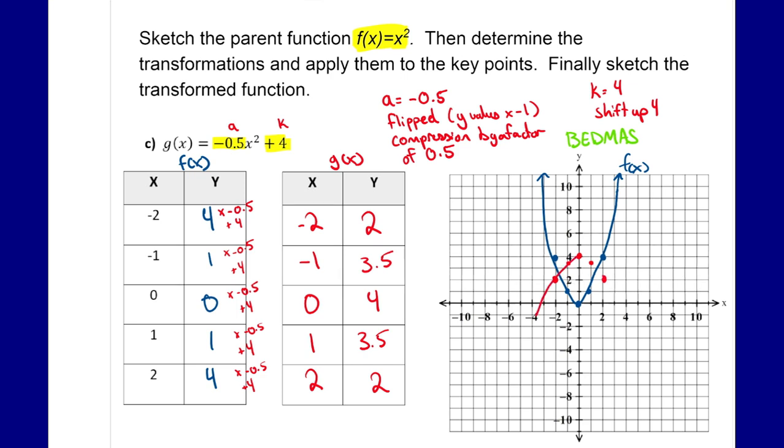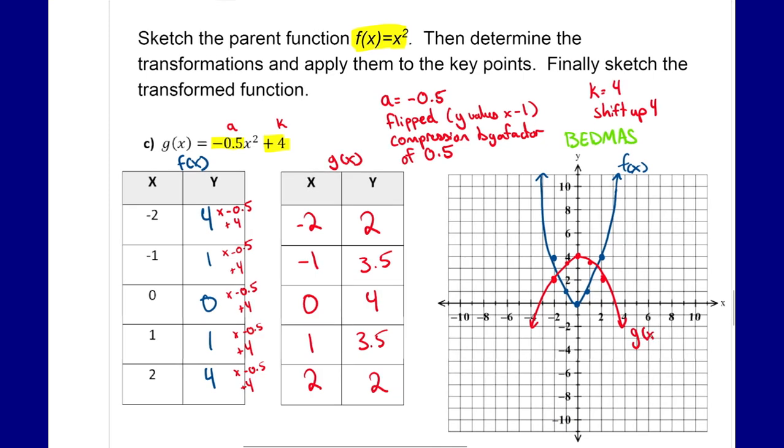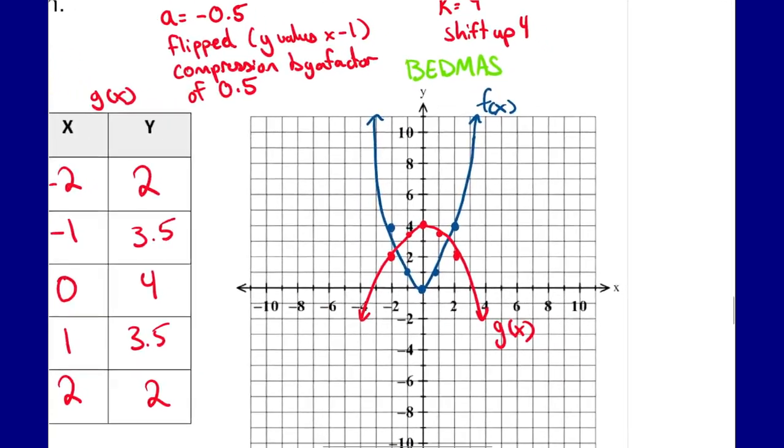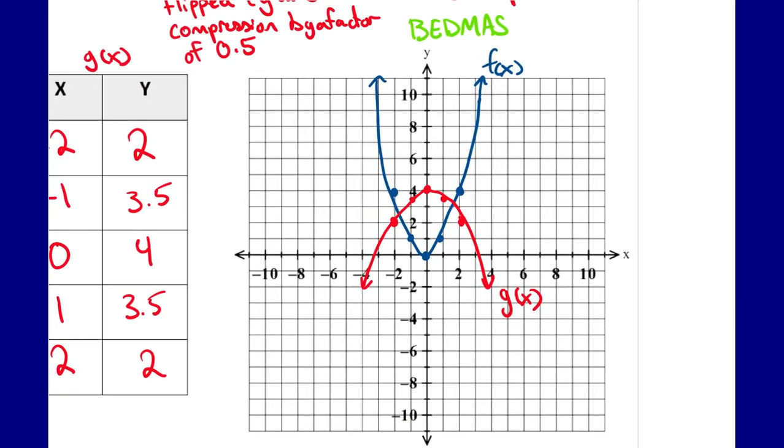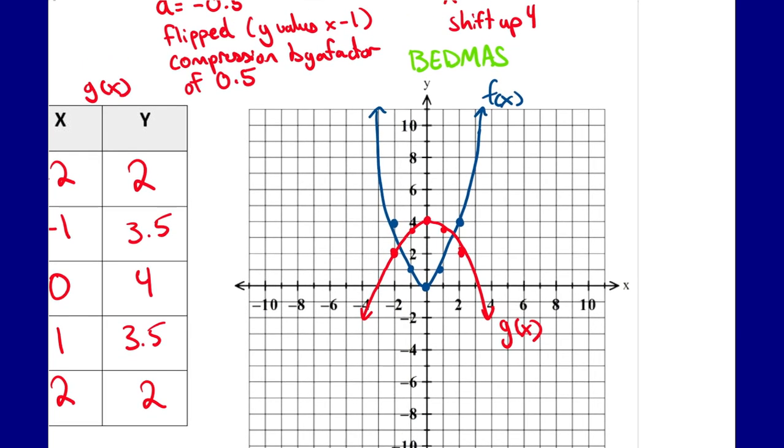I'm going to connect my points. I'm going to form this parabola shape. And we can see now by looking at it, let me just make this a little bit nicer here. Hopefully we can at least see the shift up 4, right? We can see the vertex. That's a nice easy one to see that shift. It's shifted up 4.